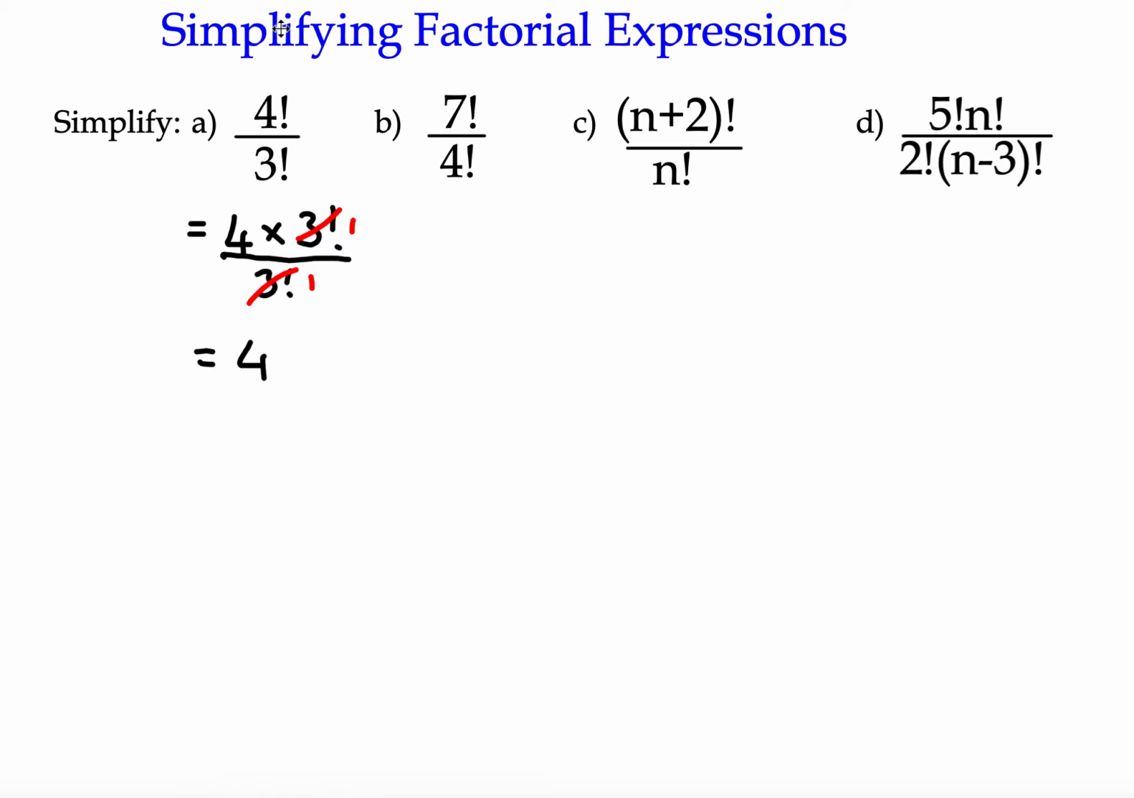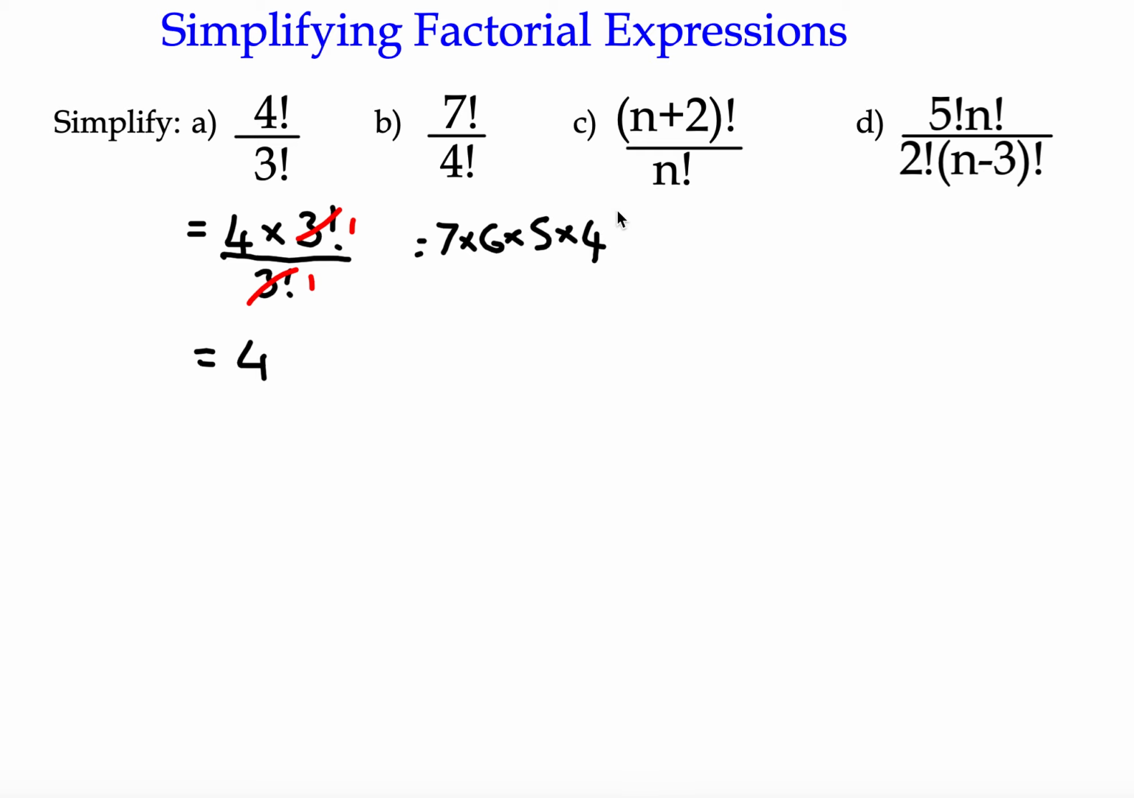I could have worked out 4 factorial is 24, divided by 3 factorial, which is 6. 24 divided by 6 is 4. But again, as in all division and multiplication, simplifying first is always good. When it comes to the second one here, it's 7 factorial divided by 4 factorial, which is 7 multiplied by 6 times 5 times, and then here we get to 4.